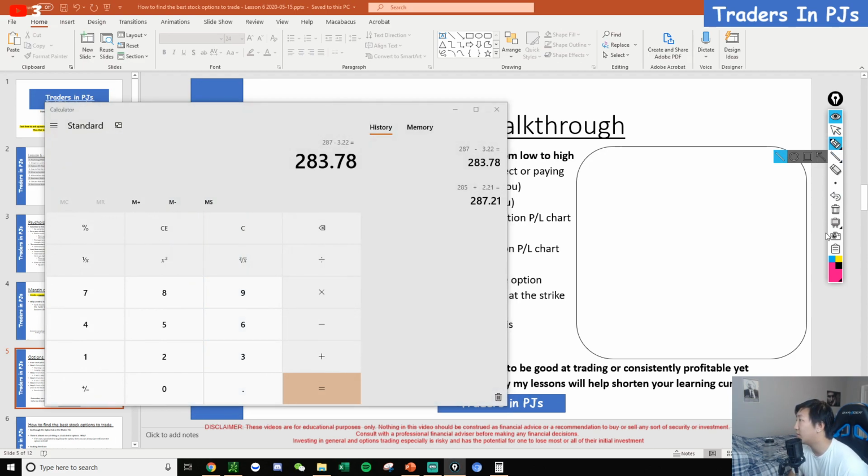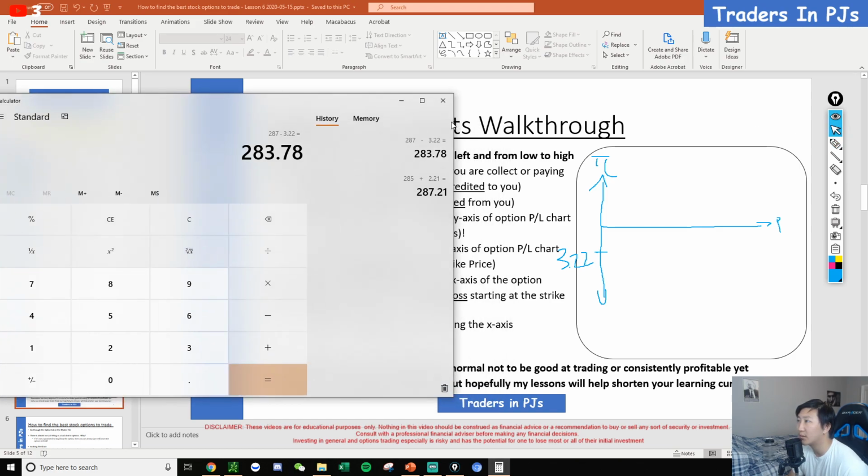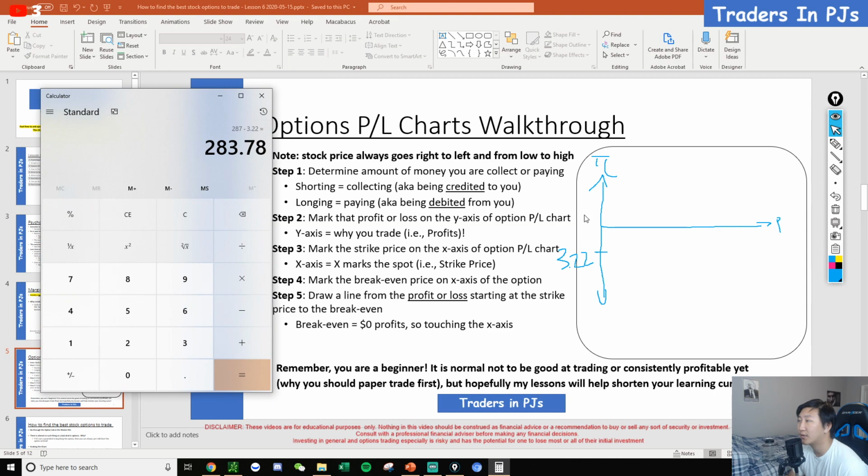So you draw the y-axis again, profit, x-axis is the price. And then you bought a put option, so you lost the 3.22 at the start. Let's close this real quick. Oh no, let's just keep it here. Just put it on the side. Okay. And then you draw the strike price, which is 287. Oh shoot. Yeah, let's give us a little bit more room here. 287 over here, because we're going to go this way. It's always from low to high.